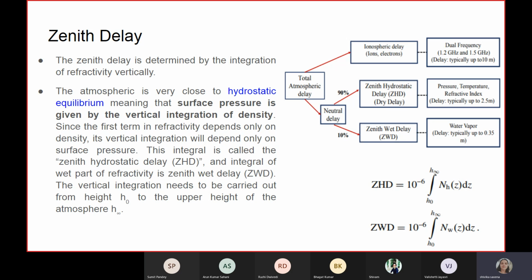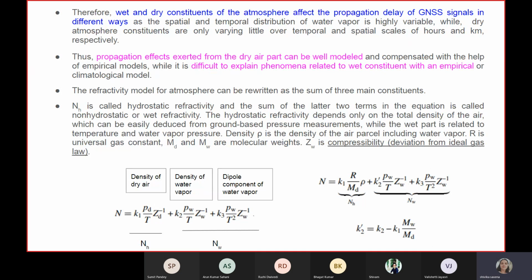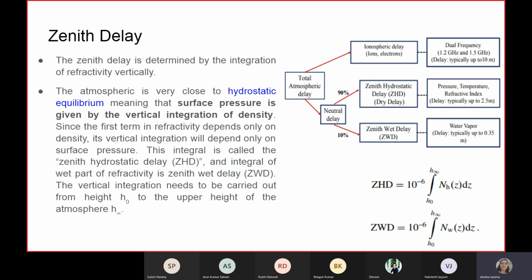Now, hydrostatic delay depends on pressure, temperature, and refractive index, and wet delay depends on water vapor. The atmosphere is very close to hydrostatic equilibrium. This is a phenomenon in physics, which means that surface pressure is given by the vertical integration of the density. The first term in the refractivity depends only on density, as we have seen. If I go back to the slide, in the first term on the right hand side of the equation we have that rho. That rho symbol tells us the total density of the air parcel. Total means dry plus wet. Since the first portion only depends on the density, its vertical integration will depend only on surface pressure because of the hydrostatic equilibrium phenomenon.